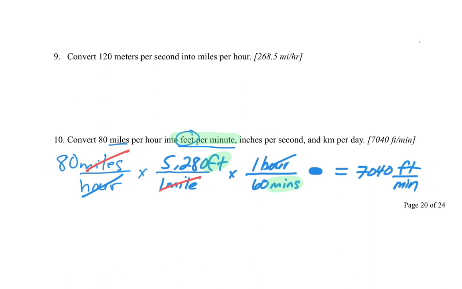Now what I want you to try, that we'll check in class at some point, or I'll post a key, I'm not sure what I'm going to do yet, is convert this 80 miles per hour into inches per second. You have all the conversions you need, and then try kilometers per day. So you're going to use the same process. Try that. If you struggle, well, let me know.